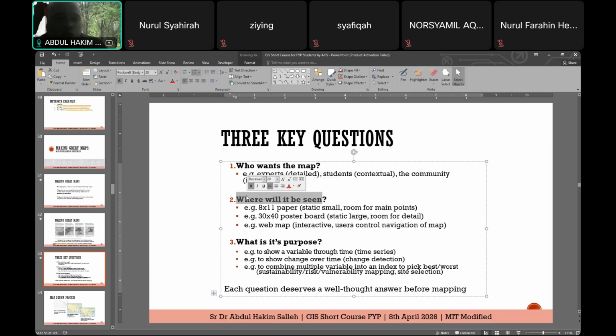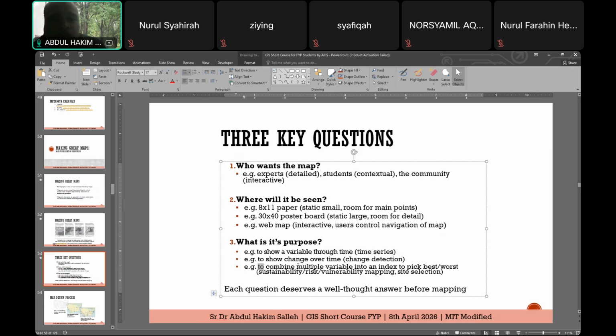Whether the person who has the map can look at it for hours, or can only look at it for split seconds. So you need to understand that too. What is the purpose? The purpose, whether it is through time, like temporal analysis, or whether it shows changes over time, can be answered through change detection methods.